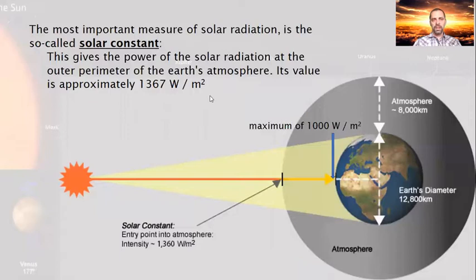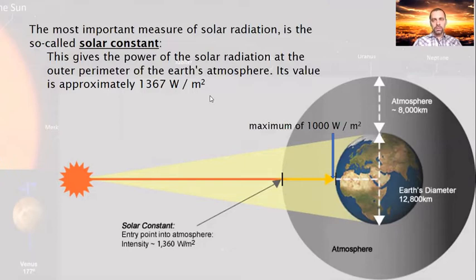This approximately 1,367 watts per square meter, what reaches the outer perimeter of the Earth's atmosphere, is the so-called solar constant. This means that if our solar panel could be installed outside the atmosphere, in the outer space, and always rotated towards to the sun, the surface of the collector would be continuously exposed to this powerful solar radiation. For solar energy calculations, it is a really important measure.